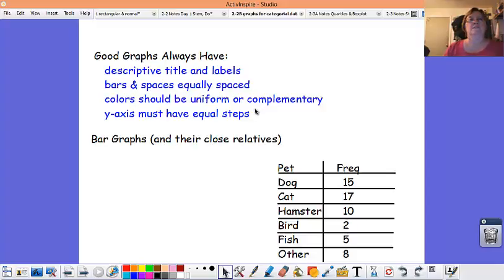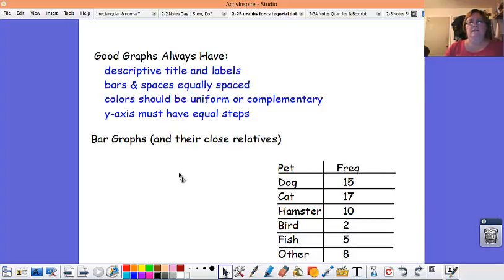non-prejudicial way. So we would use all the same color, that's uniform, or complementary. That is, if we're using pastels, they'll all be pastels. Don't throw in one bright fluorescent orange. Colors shouldn't do anything to detract from the message of the graph. And the y-axis has to go up in equal steps. Same thing with the x-axis as well.